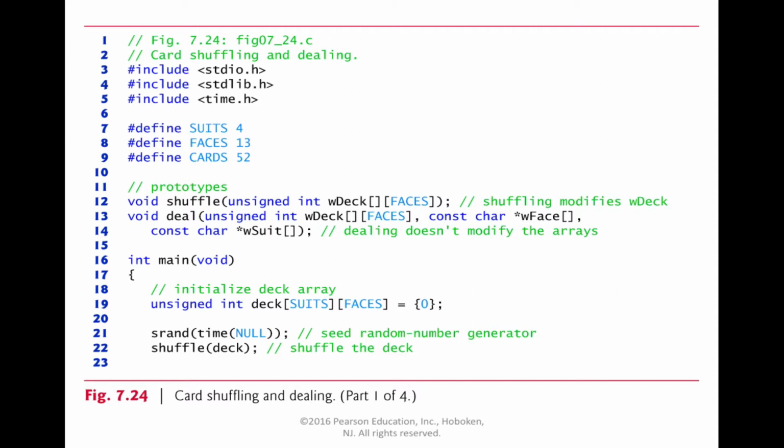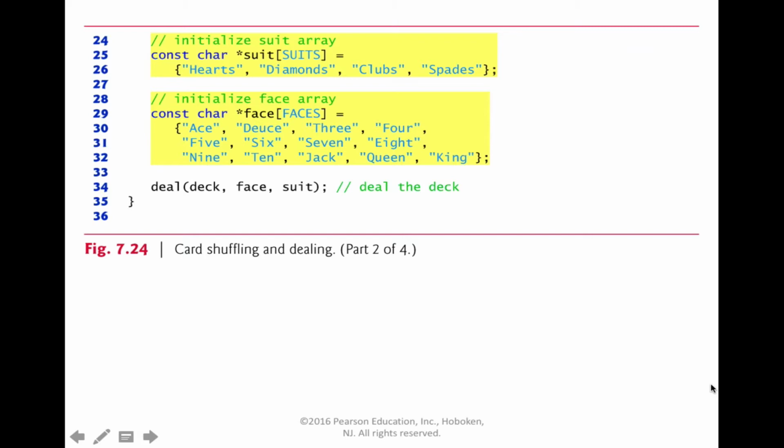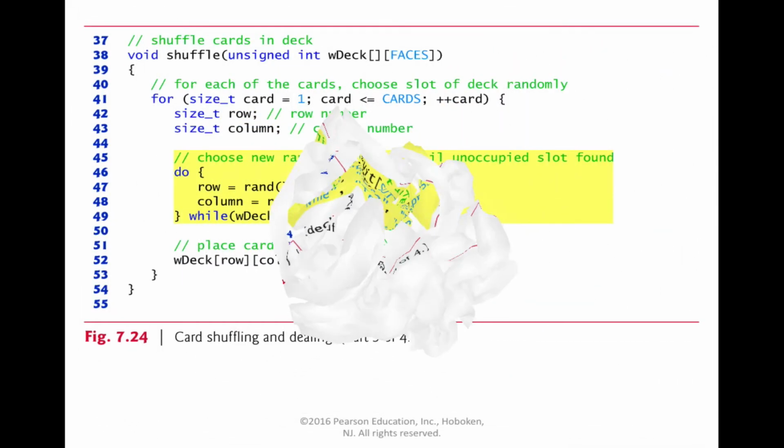We are going to initialize the deck to be all full of zeros. We are going to seed the random number generator, and then we are going to shuffle the deck. We are going to initialize the array of suits. We are going to initialize the array of faces. And then we are going to deal the deck. So let's go take a look at those functions.